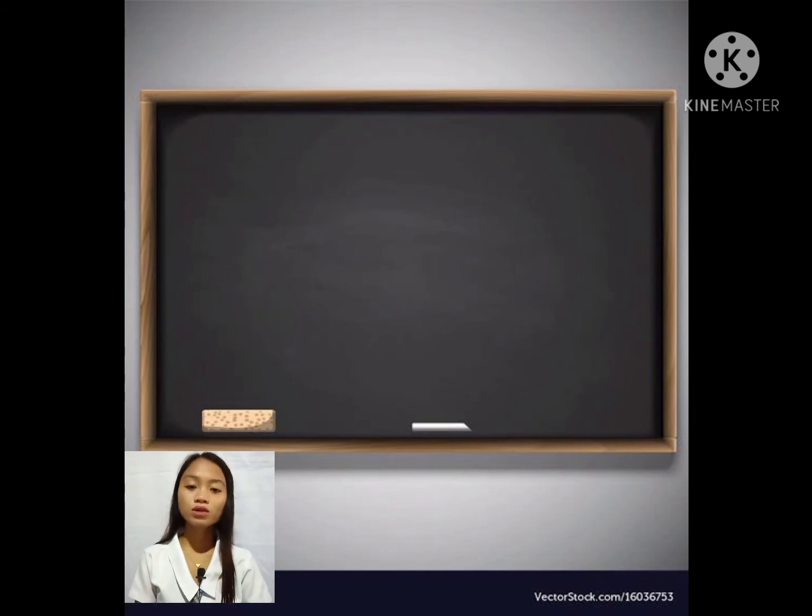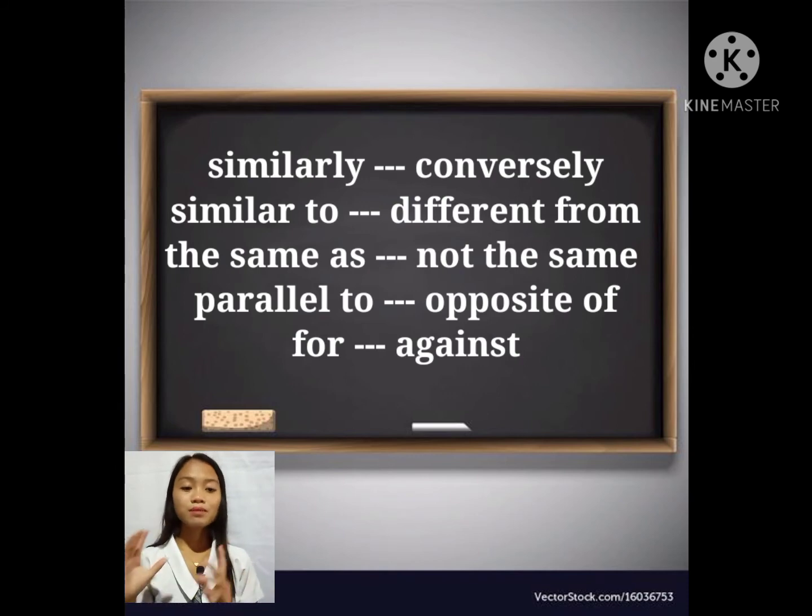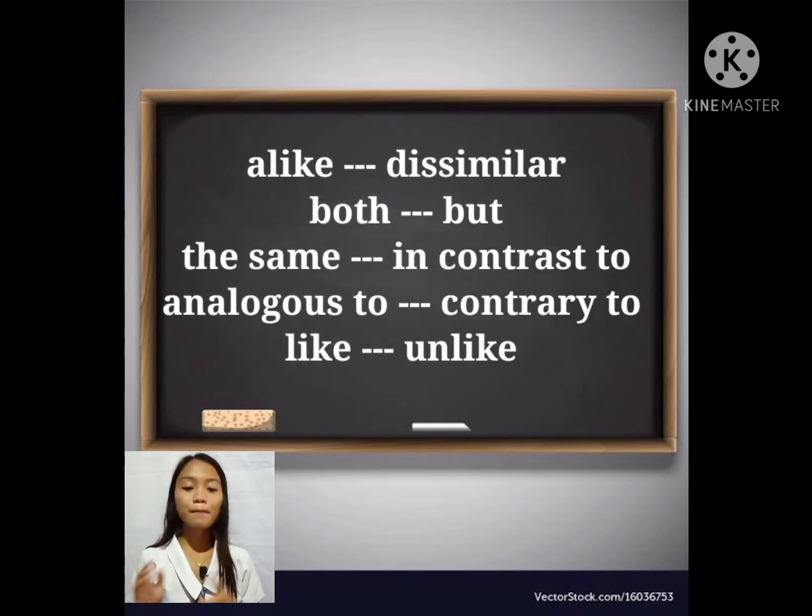So to produce a good paragraph using comparison and contrast writing technique, we have to refresh our memory on the following discourse markers that show similarities and differences between items. So we have here example words for comparing things and contrasting things. The first column is the words for comparing things, and the second column is the words for contrasting things. So we have similarly, conversely, similar to, different from, the same as, not the same, parallel to, opposite of, for, against, alike, then, dissimilar, both, but, the same, in contrast to, analogous to, contrary to, like to, unlike.